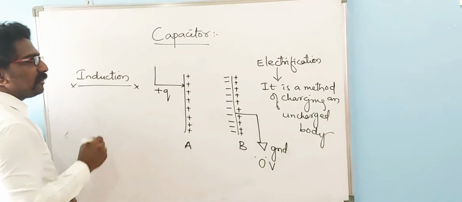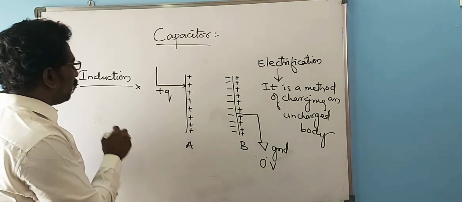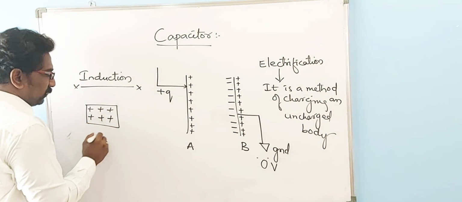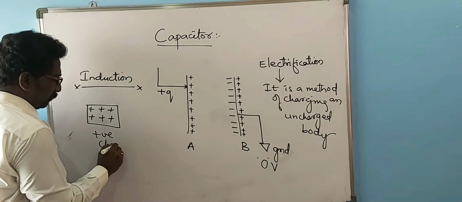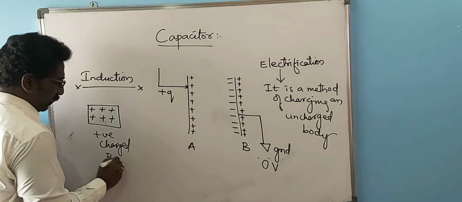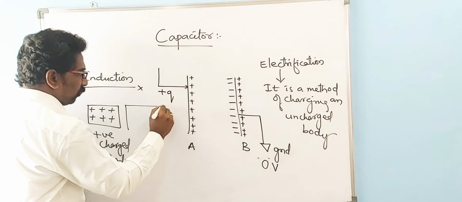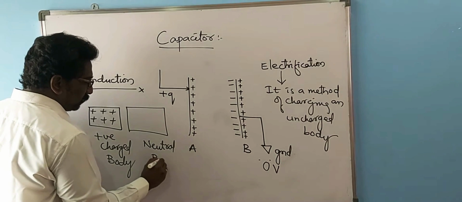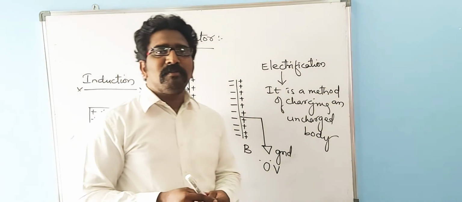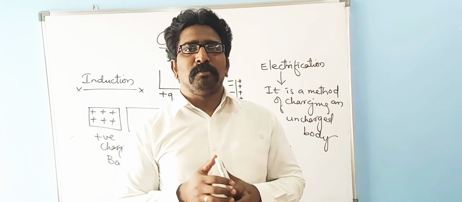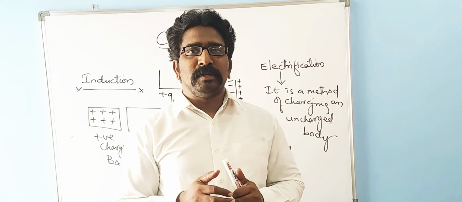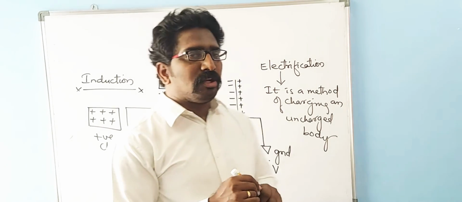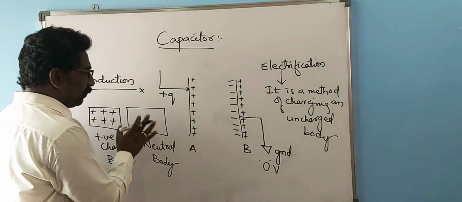For this induction process, let me consider one charged body here. Let me say it's a positively charged body. Then I have a neutral body over here. What is meant by a neutral body? A neutral body is a body which has an equal amount of positive and negative charges. So if it has 50 positive charges, it will also have 50 negative charges.